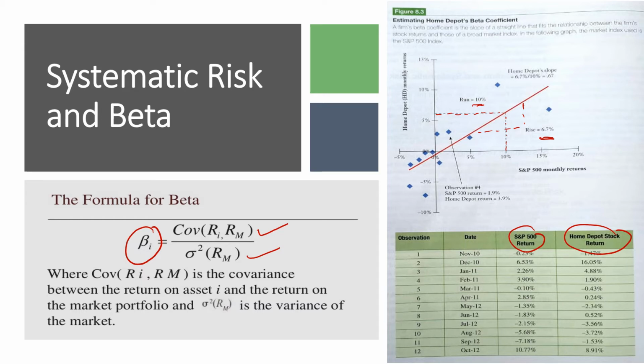And this straight line here is also known as the security characteristic line. In some finance and investment books, it tells the investor the security's performance versus the market performance.